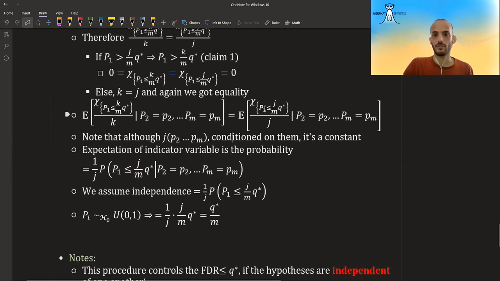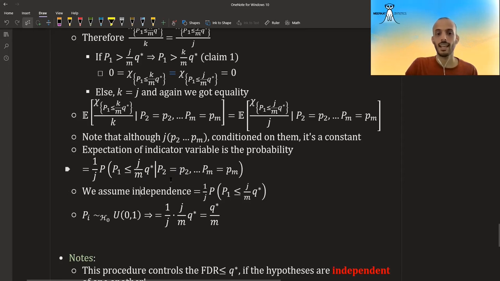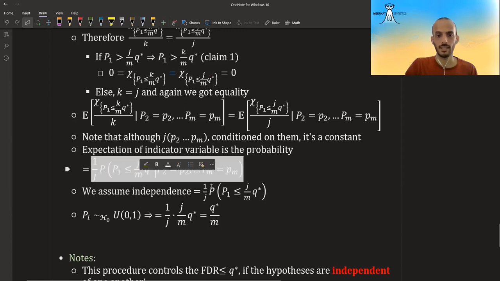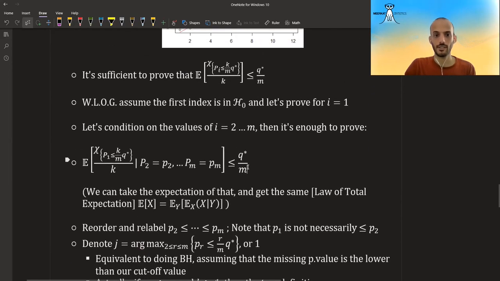We can take 1 over J out, and we are left with the expectation of an indicator variable, and expectation of an indicator variable is probability. And so we are left with this expression over here. And again, we assumed independence. So P1 is independent of all the other P's. So it doesn't matter anymore what these values are. So this becomes just this. And again, P1, we assumed it's from the null hypothesis, so it's a random variable that distributes uniformly. So we just get this quantity over here. So we get 1 over J times this quantity. And in the end, we get Q star divided by M. And we finished. We wanted to show that this is less than Q star divided by M.